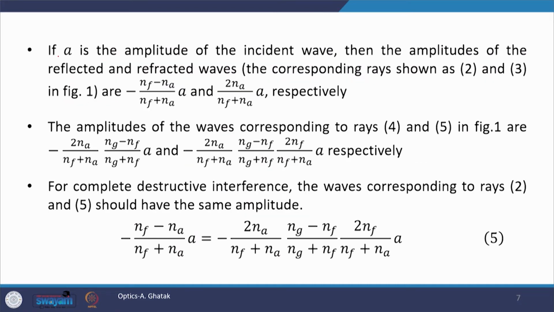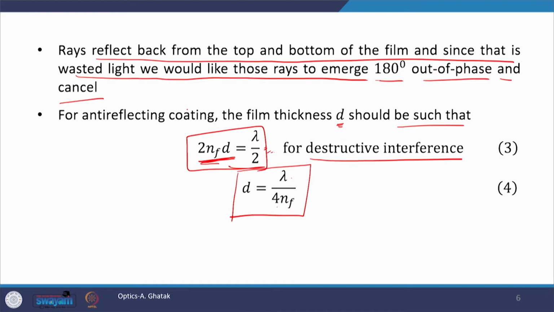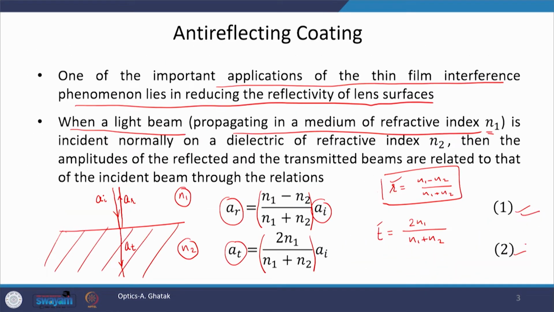Now, consider the 3 layer medium. First layer is air, second layer is thin film which is of refractive index Nf, and the third medium is glass which is of refractive index Ng. Now, if A is the amplitude of the incident wave, then the amplitudes of the reflected and the refracted waves are minus (Nf minus Na) upon (Nf plus Na) into A. This would be the amplitude of the reflected wave and this would be the amplitude of the transmitted wave. This relation we got from equation number 1 and 2 respectively.